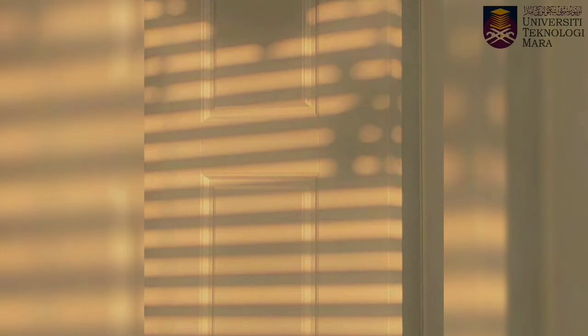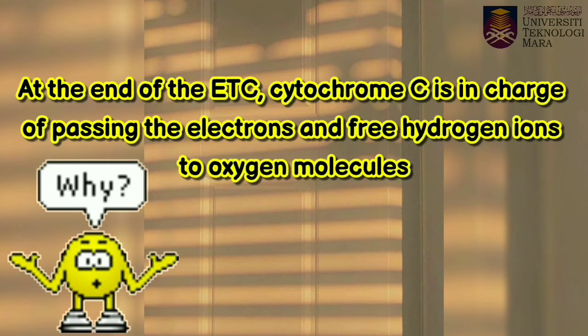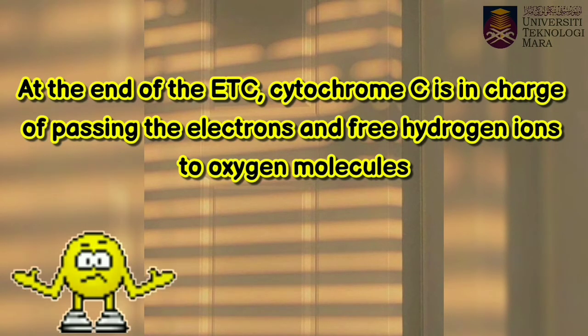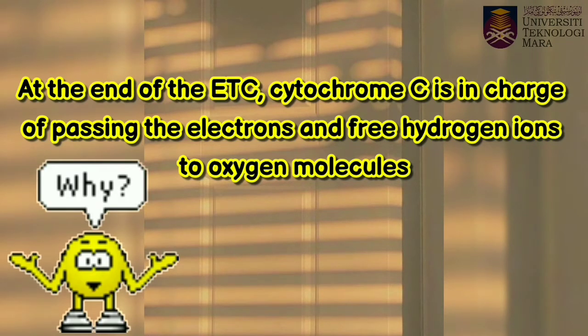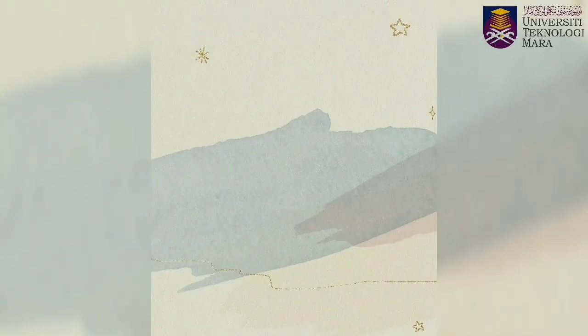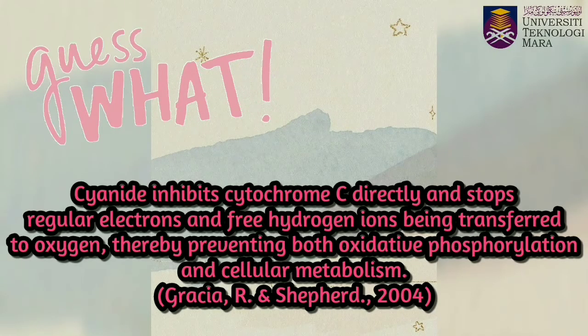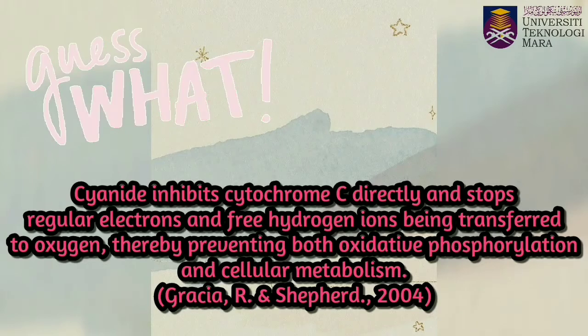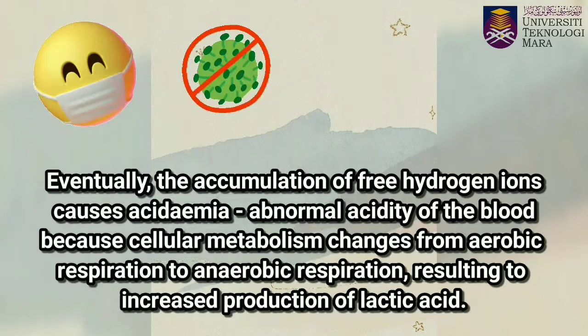Cyanide is an inhibitor of multiple enzymes, including cytochrome C. At the end of the electron transport chain, cytochrome C is in charge of passing the electrons and free hydrogen ions to oxygen molecules. Cyanide directly inhibits cytochrome C and stops the regular transfer of electrons and free hydrogen ions to oxygen, thus stopping both oxidative phosphorylation and cellular metabolism.